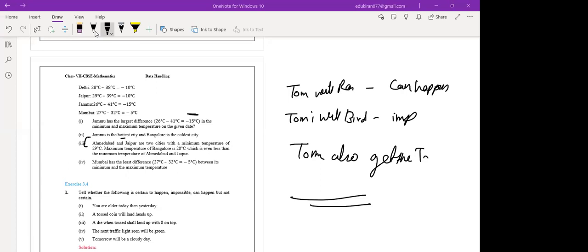What is the next question telling us? A die when tossed shall land up with 8 on top. A die, whenever we play Ludo or something, right? You have a dice. How many numbers do you have on this dice? 6. So is it possible that you will get 8? Ma'am, I was not understanding what the meaning of die was.